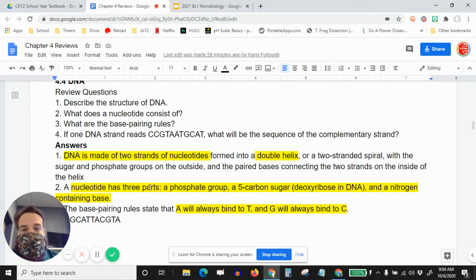Okay. Speaking of those nitrogen bases, they're part of the nucleotides that make up DNA and RNA. Each nucleotide has a phosphate group and a 5-carbon sugar. In DNA, that 5-carbon sugar is deoxyribose. In RNA, it's ribose. That's why it's DNA and RNA. And then the nitrogen-containing base. A is always going to bond to T in DNA, and C will always bond to G.